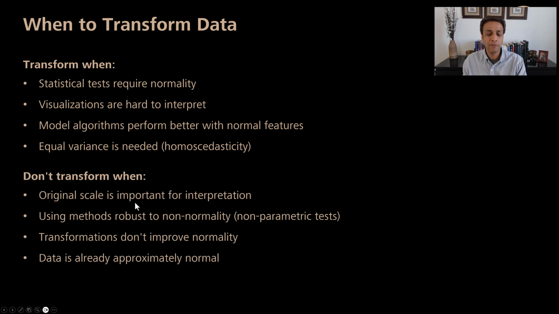Don't transform when, of course, your original scale is very important for your interpretation, and when you're performing non-parametric tests that do not require normally distributed data. Also, when the transformations don't improve your normality, there is no point in applying them. And of course, if the data is already normally distributed, then there is no point in distorting it by applying any type of transformation.